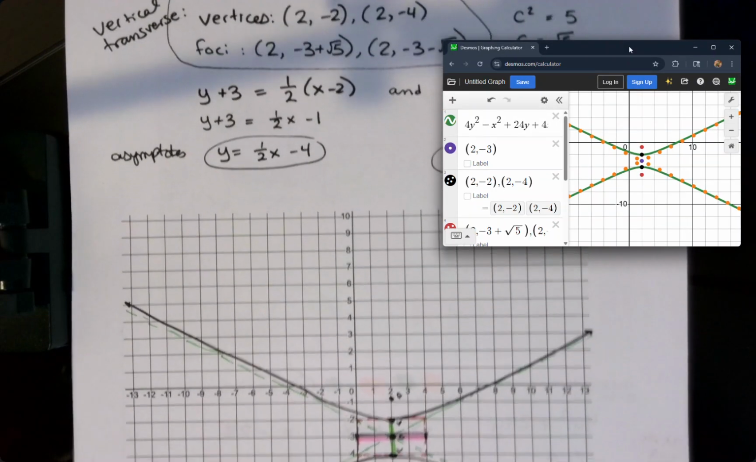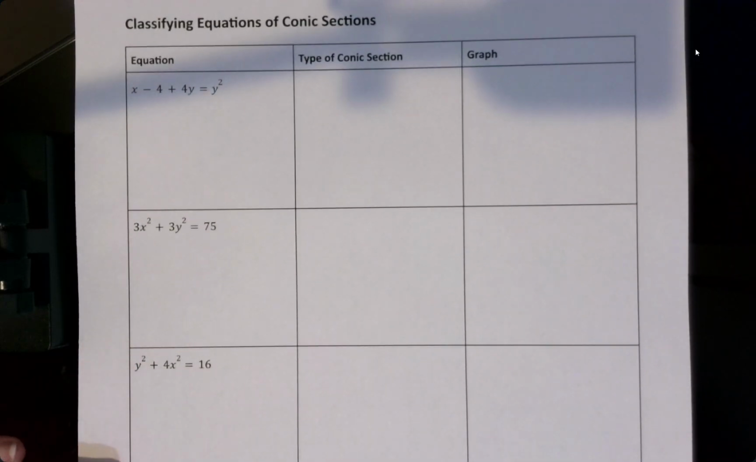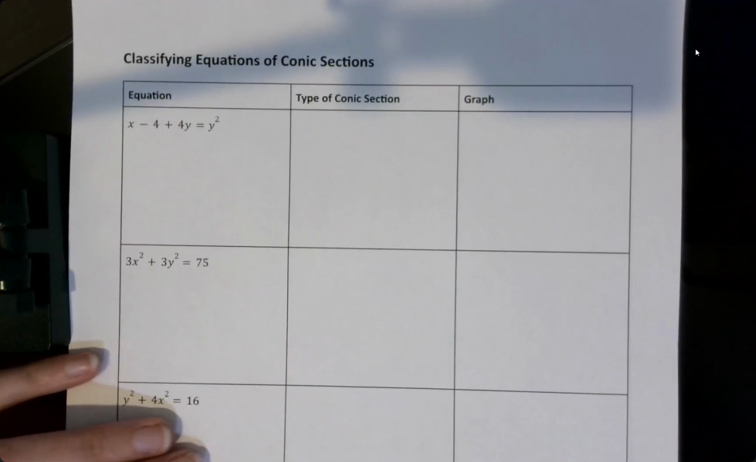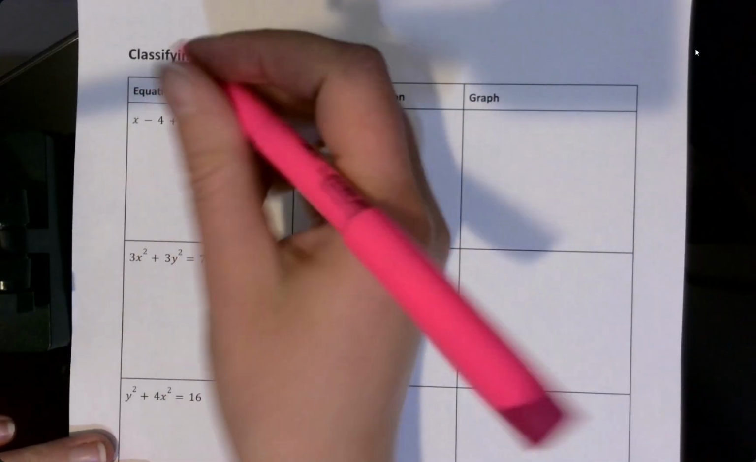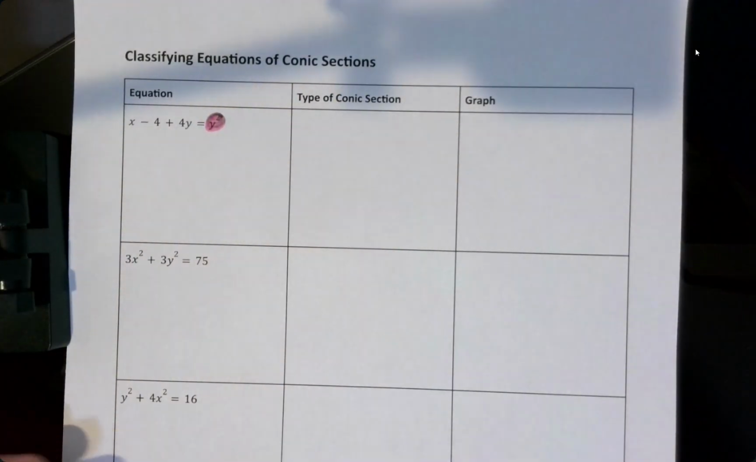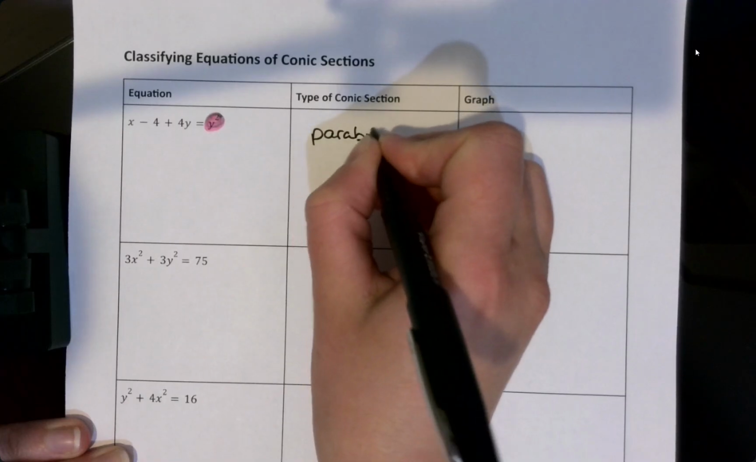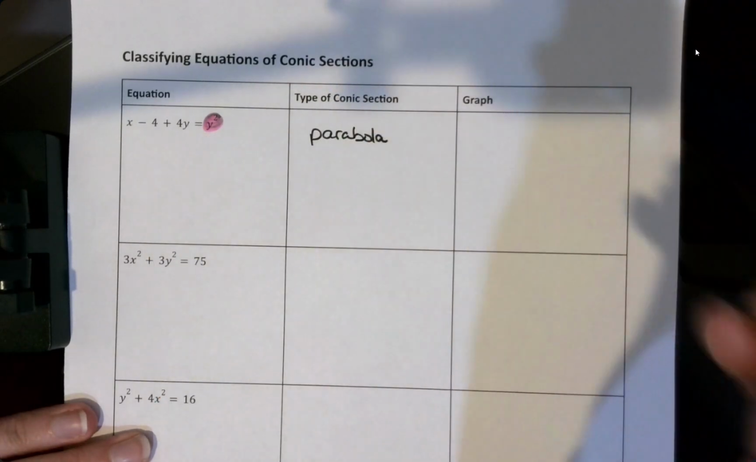Okay, last little topic in this section is how to tell when I'm looking at an equation what type of conic section it is. I could, of course, graph it, but I can tell just from the equation. So if I look at the first equation right here, I am going to notice that there is one variable that is squared, and it's this variable only, right? So y squared is the only variable that is squared. X isn't squared anywhere. If there's only one square, it is a parabola.